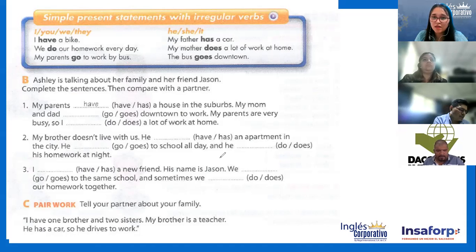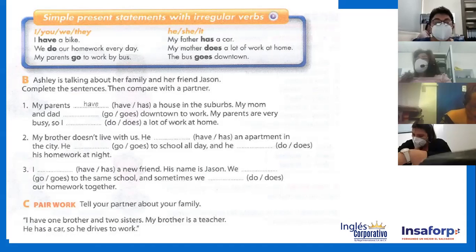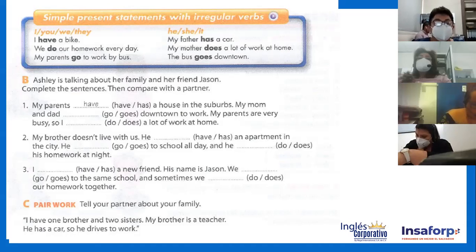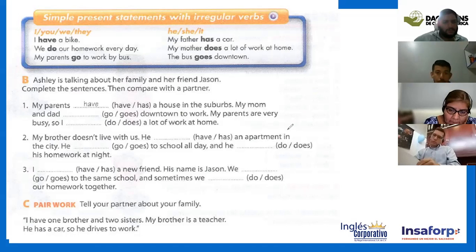Hey guys, tell me, do you have questions or do you need more time? ¿Cómo vamos? No questions? Okay, estamos bastante bien. Un minuto más and then we complete the activity.